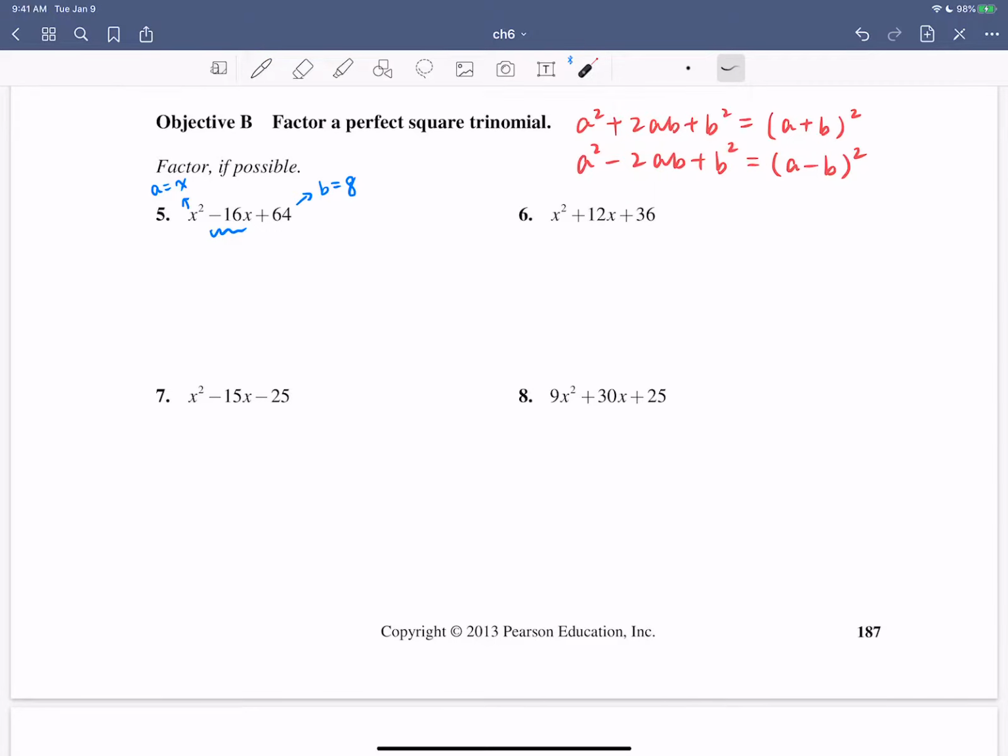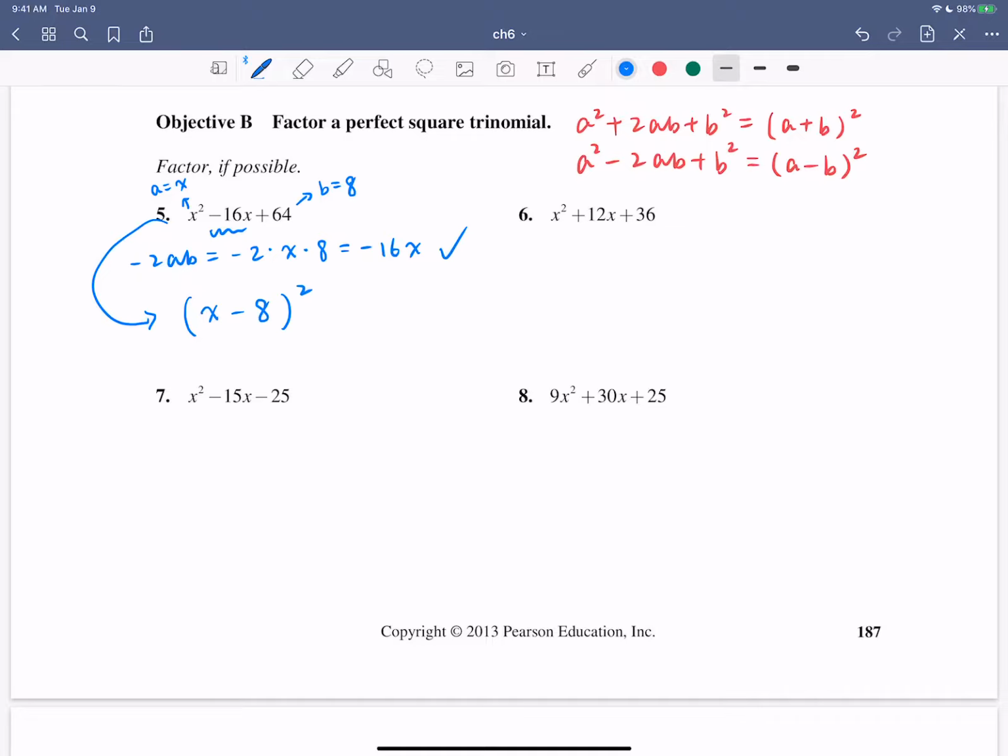We will check if the middle term satisfies negative 2ab. So let's calculate negative 2ab first. That would be negative 2 times x times 8, which is negative 16x. And that's exactly what we have in the middle. Therefore, this is in the desired form. We can use the second formula to factor it. Then this one just becomes a minus b squared. A is x minus b is 8 squared.